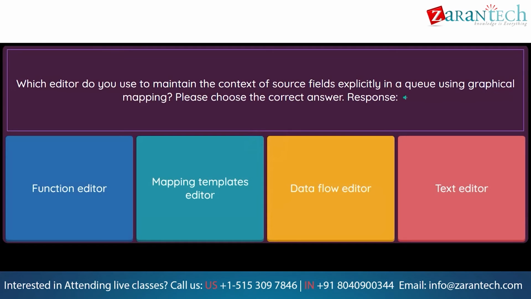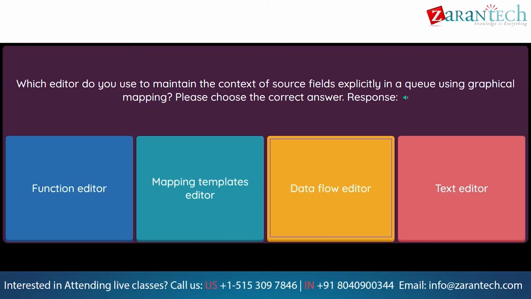Question: which editor do you use to maintain the context of source fields explicitly in a queue using graphical mapping? Please choose the correct answer. Response: Option 1 Function Editor. Option 2 Mapping Templates Editor. Option 3 Data Flow Editor. Option 4 Text Editor.